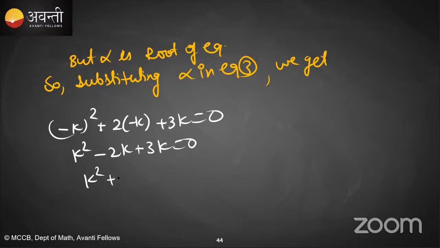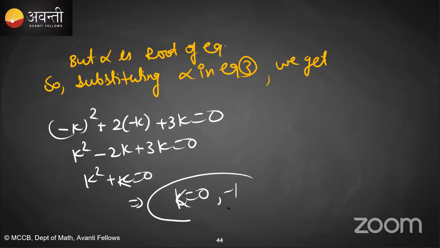K square plus k is equal to 0. It implies k is equal to 0 and minus 1. Again same answer, right? Same answer we got. Any doubt in this question, students? बोलो, कोई डाउट हो तो.